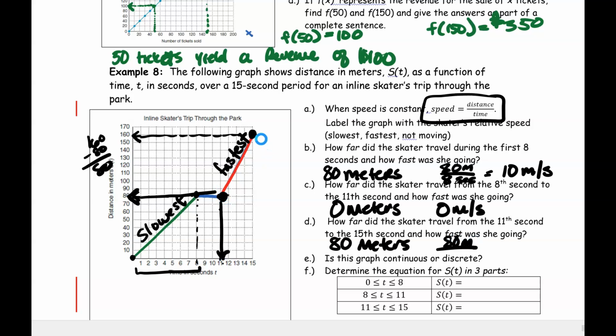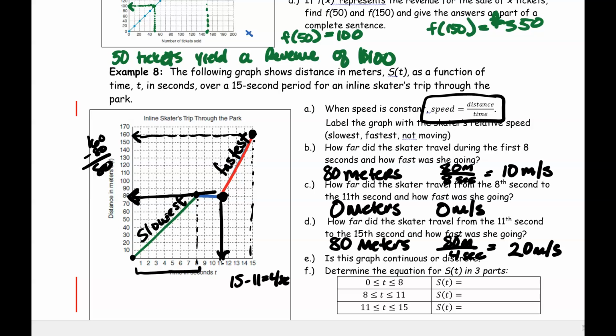Let's look at the seconds. She started at 11 seconds and ended at 15. Well, 15 minus 11 is 4 seconds. So she went 80 meters, but in 4 seconds, which is why it's appearing so much faster on the graph. As 80 meters in 4 seconds is faster than 80 meters in 8 seconds. So if we divide 80 by 4, we get 20 meters per second. So she was going twice as fast in this red section compared to that green section.